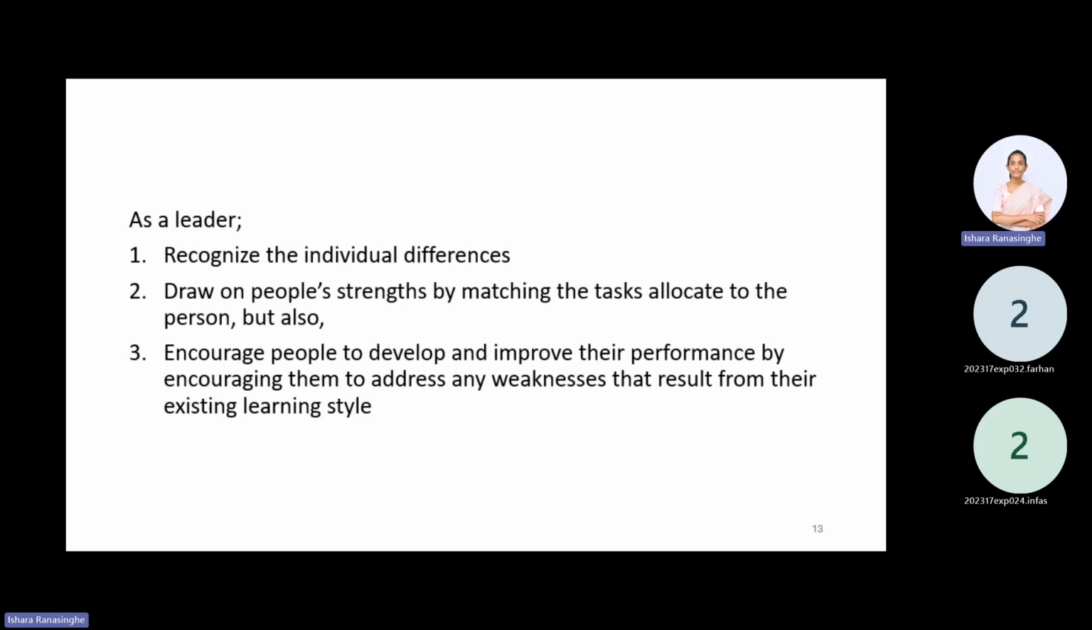The other thing is, you can see in the second bullet point: draw on people's strengths by matching the task allocated to the persons. Once we identify the differences, strategically we have to think with it. When we are assigning tasks, as leaders, we need to organize the task. In the organizing process, we are assigning resources and assigning tasks. That's what organizing is in management. So when assigning tasks to the relevant individuals, we need to refer to those differences. Always we need to match the task with the capabilities of individuals. Otherwise, we cannot expect work without supervision.